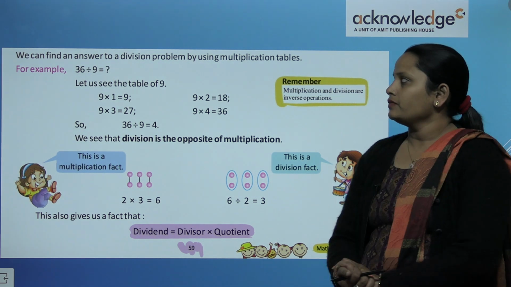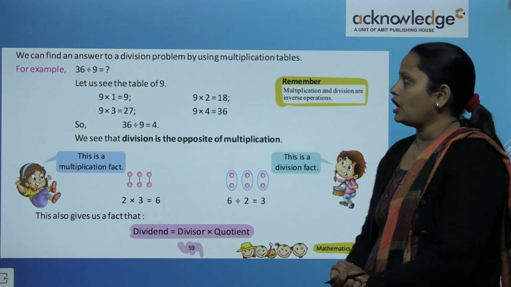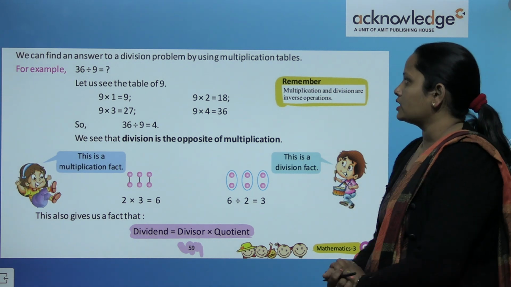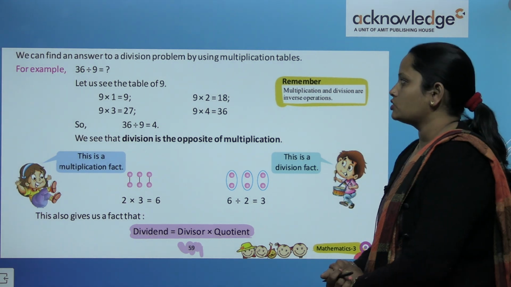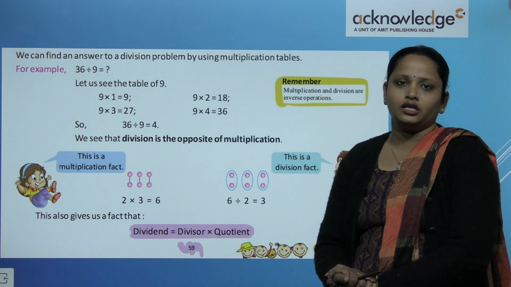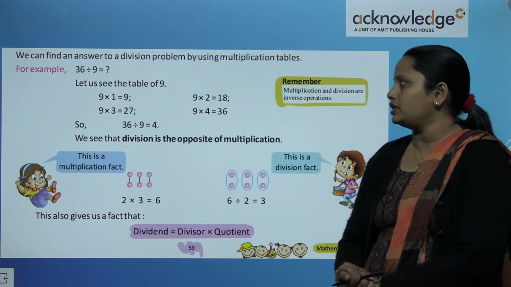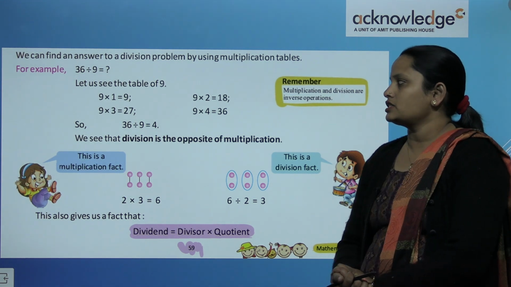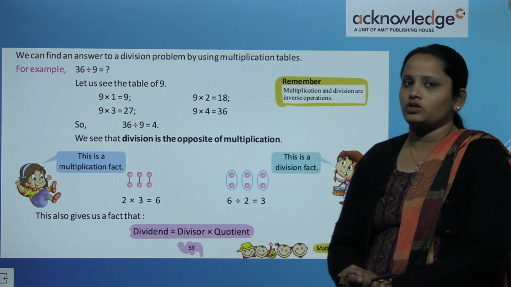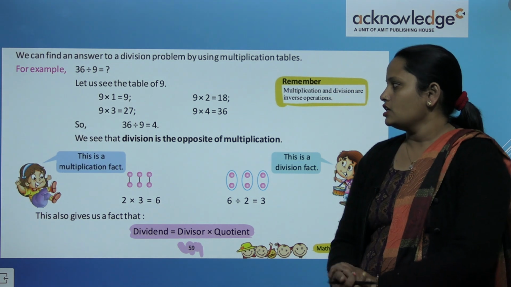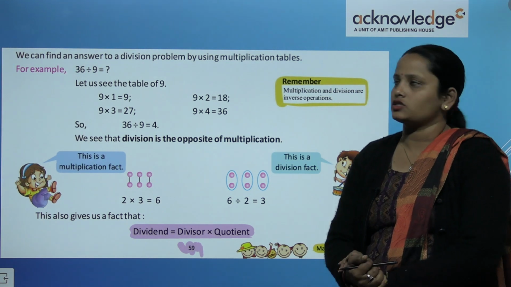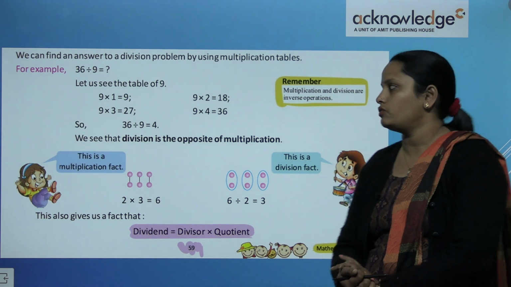हम किसी भी division problem का answer ढूंढ सकते हैं. कैसे? Multiplication के जो tables हैं उसे use करके. For example 36 divided by 9. So let's see in the table of 9. 9 की table में हम 36 को देखते हैं. So 9 1 is 9, 9 2 is 18, 9 3 is 27, 9 4 is 36. So 4 times it's 36. So 36 divided by 9 is 4.